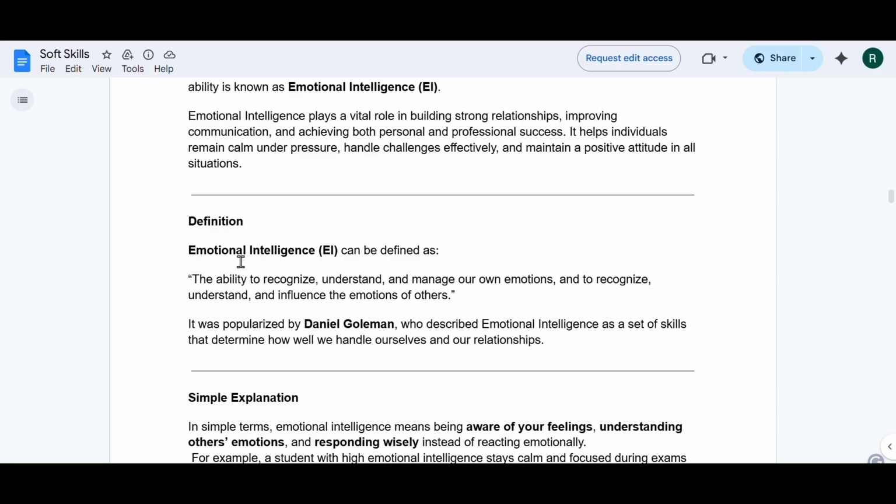Emotional intelligence is nothing but the ability to recognize, understand and manage our own emotions, and to recognize, understand and influence the emotions of others. It means we need to understand our emotions, and we need to manage and control our emotions like anger, crying or sadness, anything. And we need to be capable of influencing other people's emotions also. Where if he or she is angry, we need to be able to calm them, or we need to be able to control them. This is known as emotional intelligence. This was popularized by Daniel Goleman.